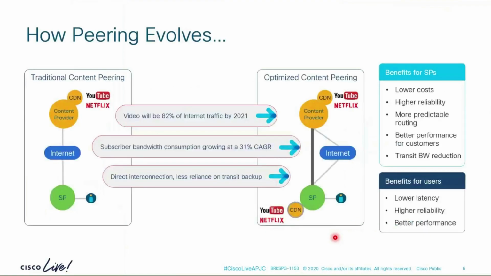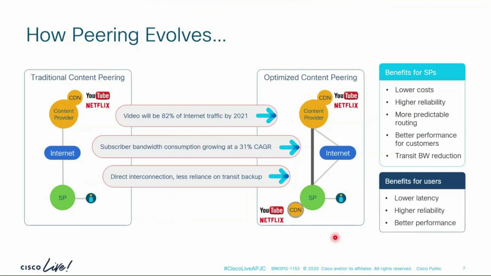Currently, traditional content peering has evolved very rapidly and become more direct connection between the SP and the content provider. So more direct links, more peer links are established among IXPs and among content providers. It gives benefits for the SP: lower cost, more predictable routing, better performance, and reduced transit bandwidth. It also gives advantages to the user: lower latency, higher reliability, and better performance.